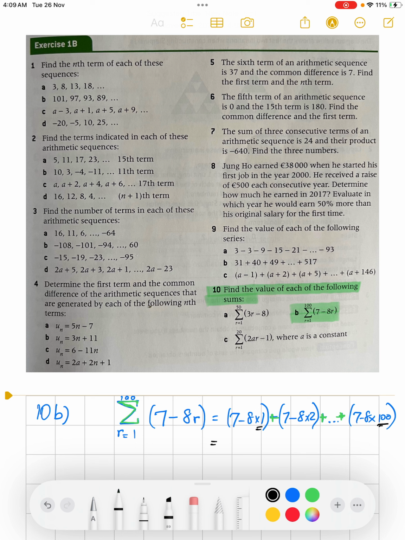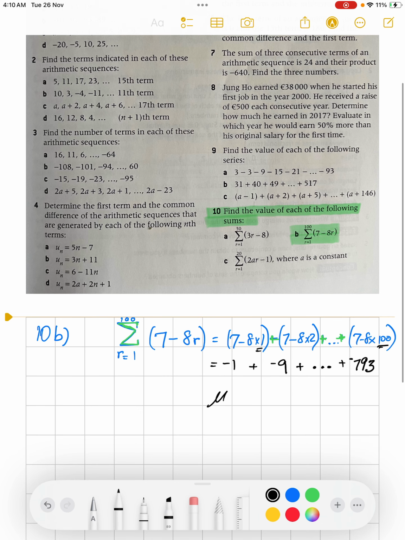Well, what have we got? The first term is 7 minus 8, which is negative 1. The second term is 7 minus 16, which is negative 9. And we're going to go all the way up to 7 minus 800. So that is negative 793, I think. Looks right. Okay, 800 minus 7, yes, okay.